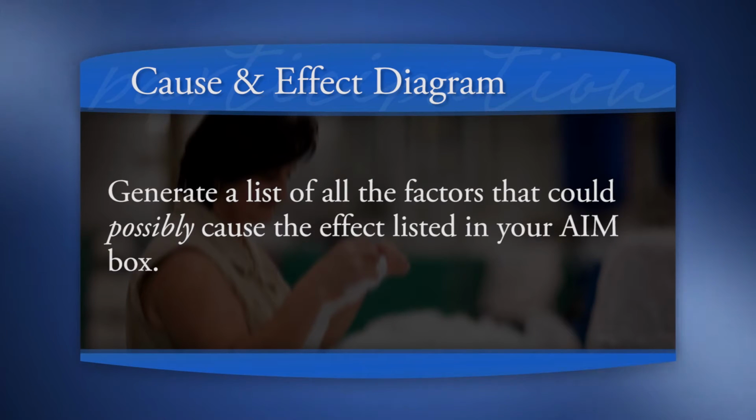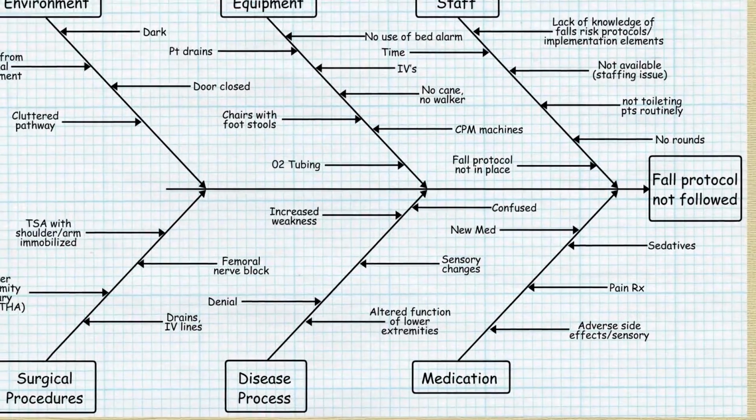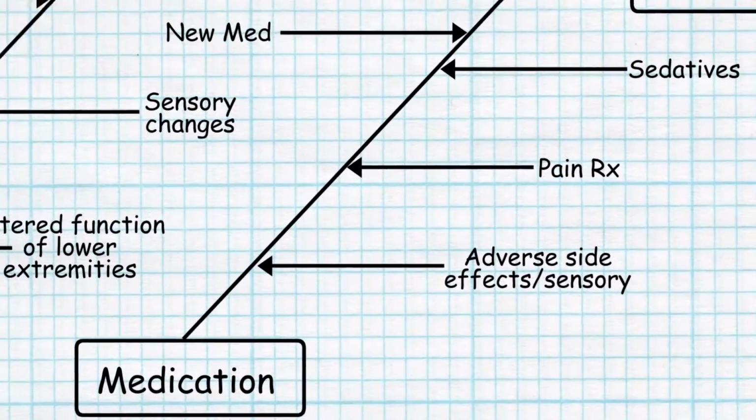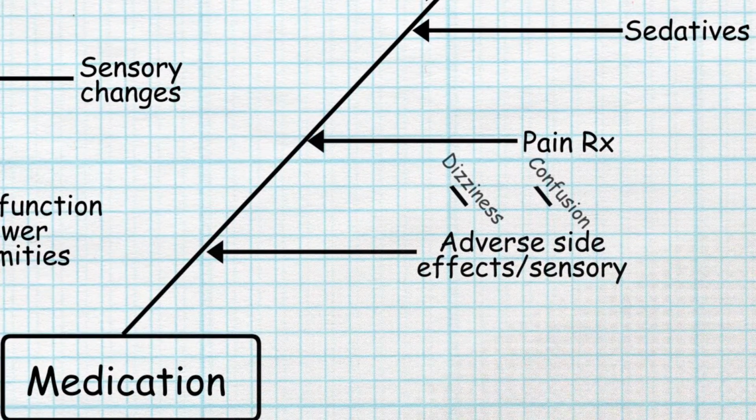Finally, third, generate a list of all the factors that could possibly cause the effect listed in your aim box. As you generate each item, add it as a small bone coming off one of the large category lines. Sometimes you might have several similar items which all fit into a single subcategory. Show them as still smaller bones under a single cause.